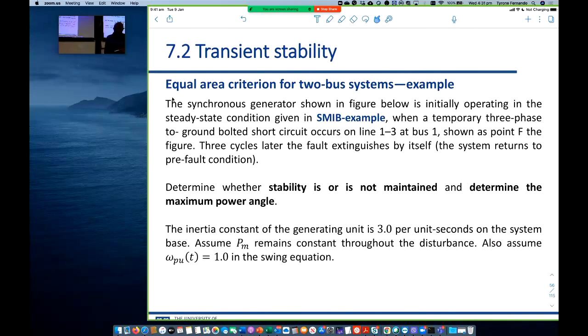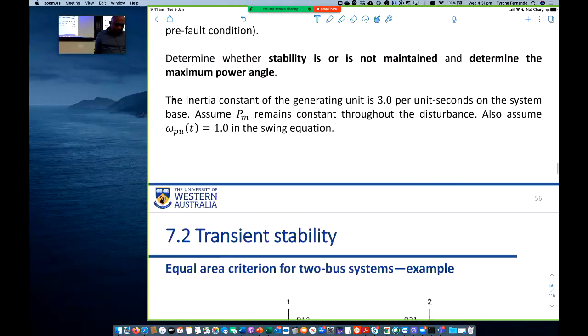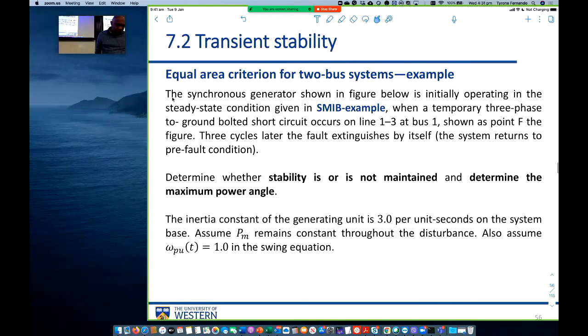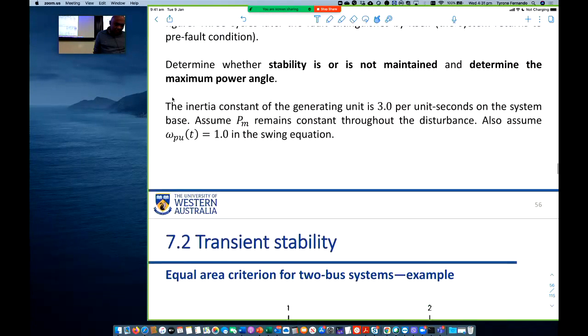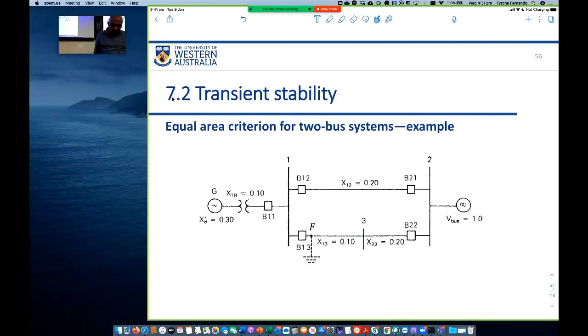Here is the example. The synchronous generator shown in the figure below, which is this one, same as the example we considered before, is initially operating in steady state condition given in the previous SMIB, single machine infinite bus, example. When a temporary 3-phase to ground bolted short circuit occurs on line 1-3 at bus 1, at this point, on bus 1 there is a short circuit. So this bus voltage becomes 0. That's what's going to happen.